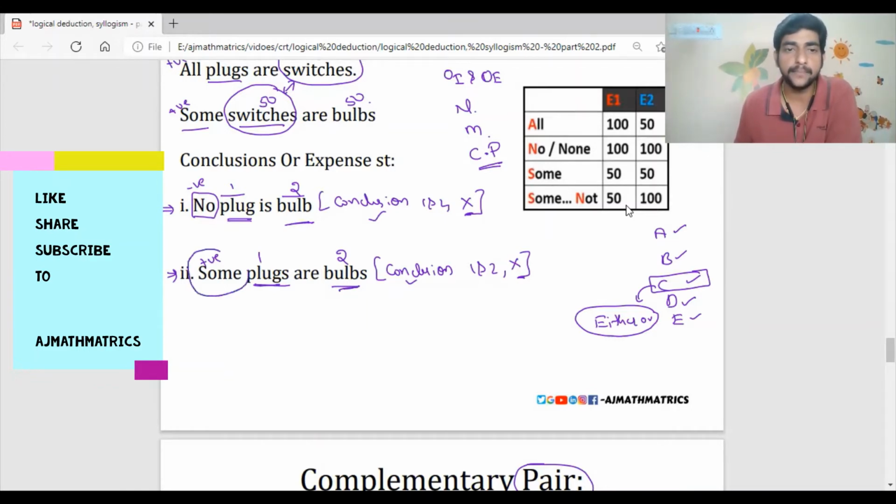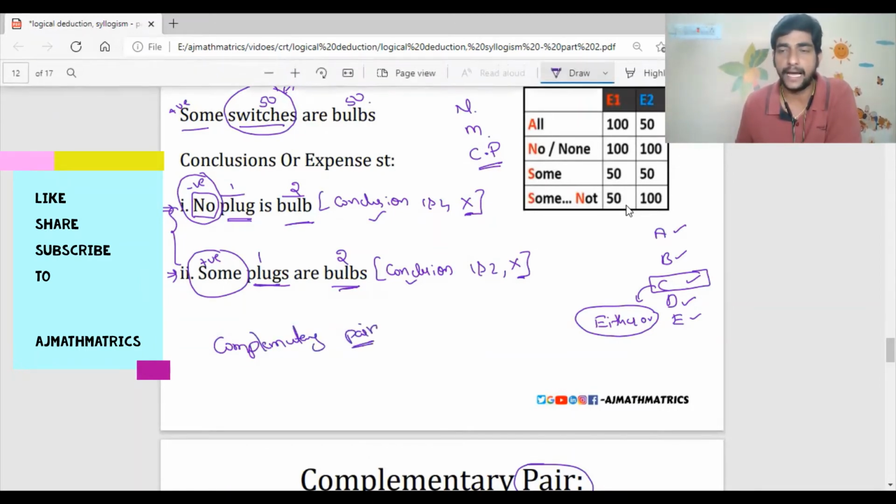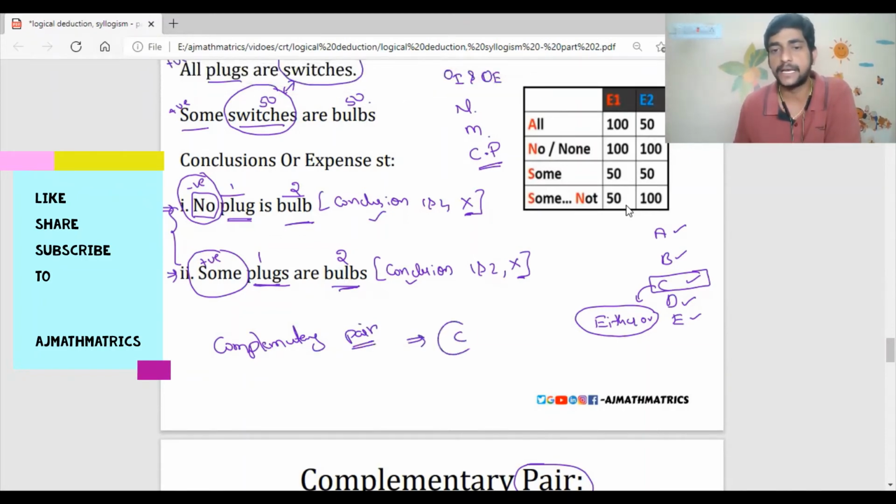See, here it is a some and here it is a no. So one is positive and one is negative. So all the conditions are satisfied, which means that these two conclusions belong to a complementary pair. If these two belong to a complementary pair, then we can say that the answer is C instead of D. So the option for the question is C.